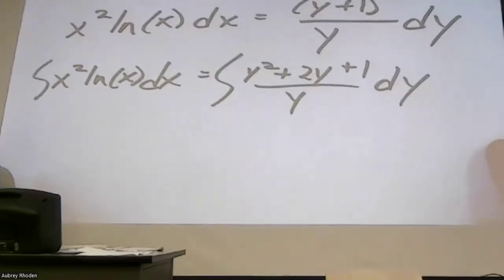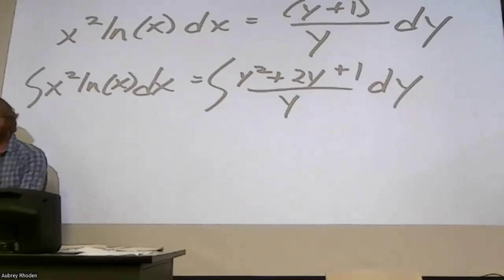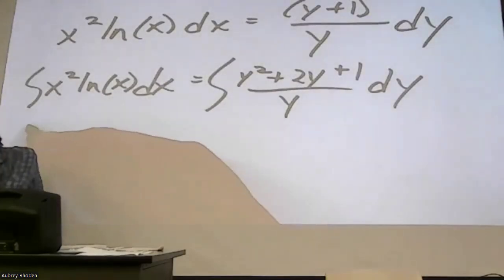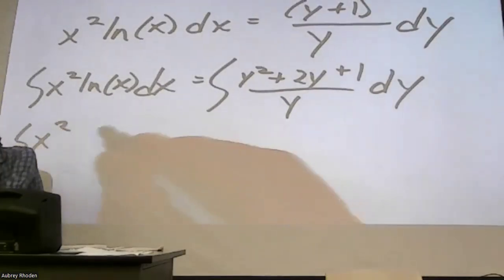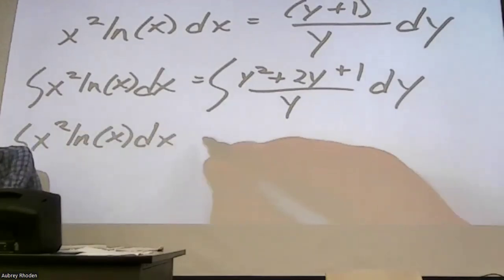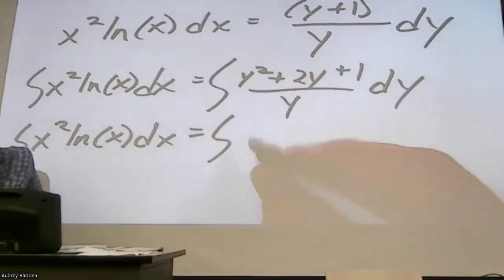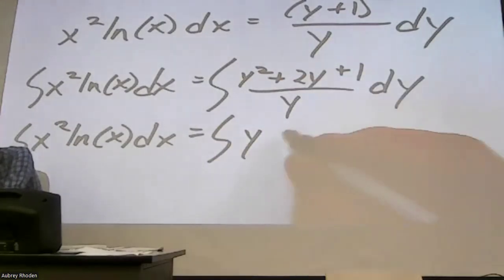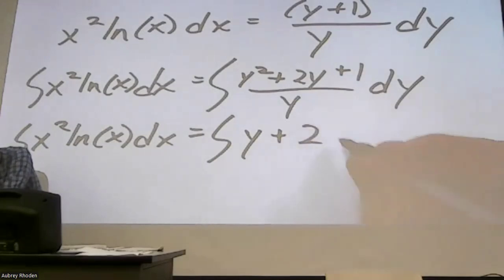Let's do a little bit of cleaning up on our algebra. Okay. So that would turn into the integral of x squared ln of x dx, which will turn into the integral y squared divided by y would be y, 2y divided by y would be 2, and then plus 1 divided by y, dy.